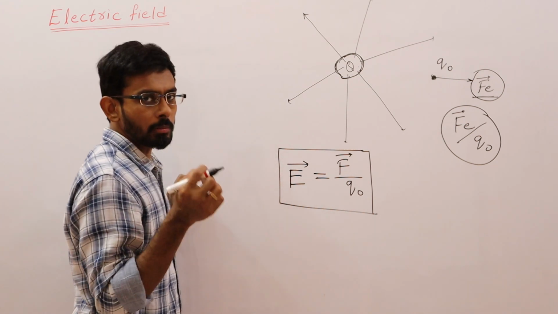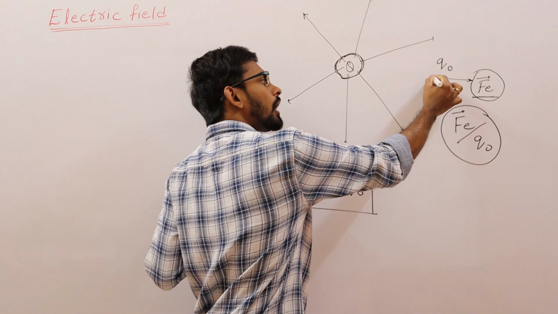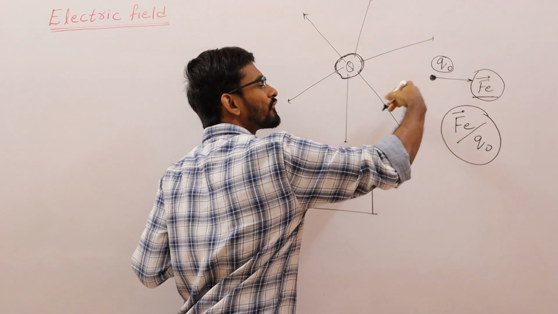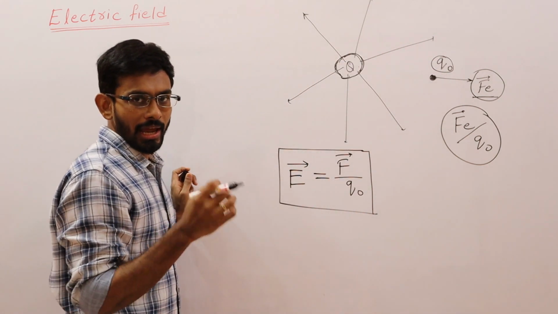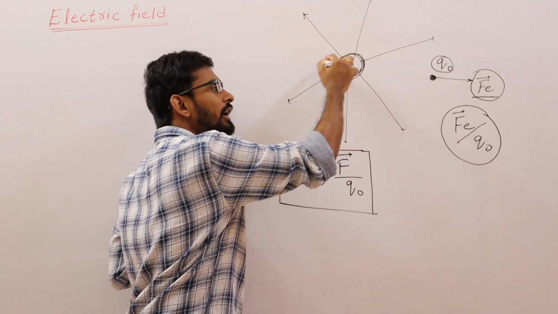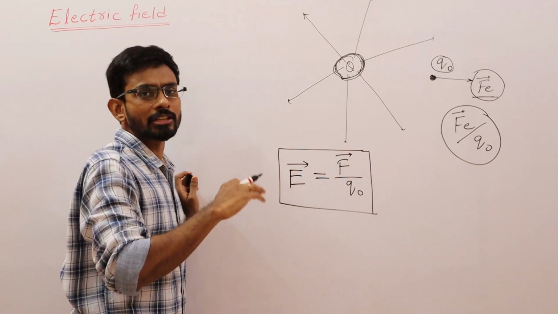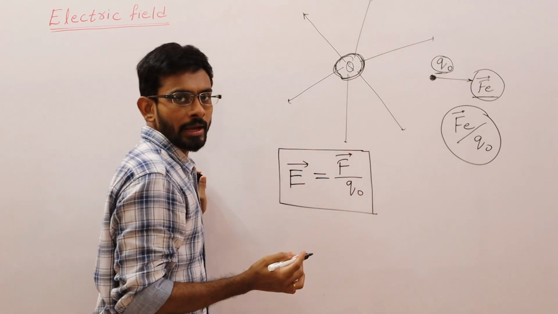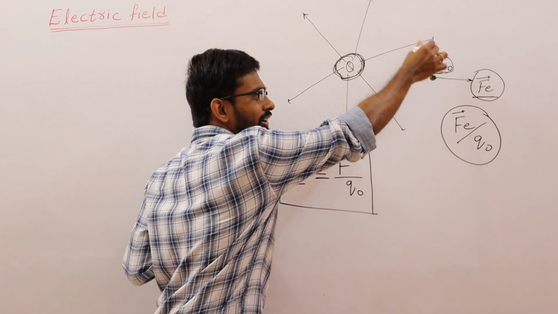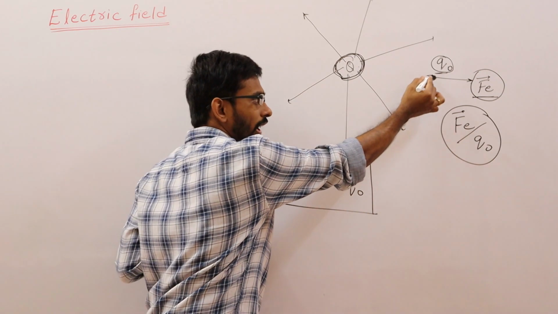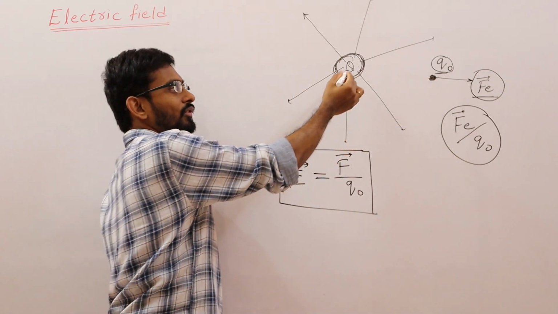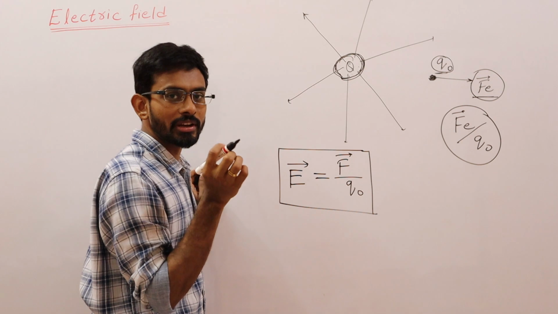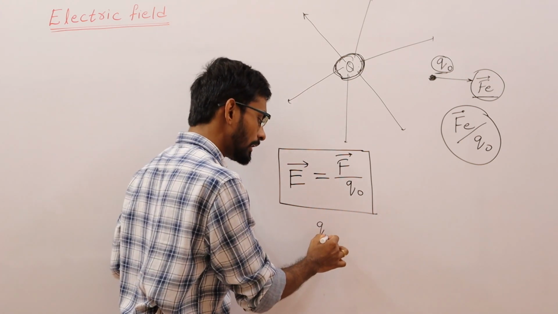Here there is one more problem. If you take this Q0 charge very large, this charge may influence the field here. As we discussed, the electric field due to this charge is invariant, but the net electric field in the space may change due to other charges. Now if this test charge is very large, it may influence the net electric field in the space, and the result you get may be different from the electric field of this charge. So to avoid the issue, we have to take the test charge to be very small. So Q0 has to be very small.